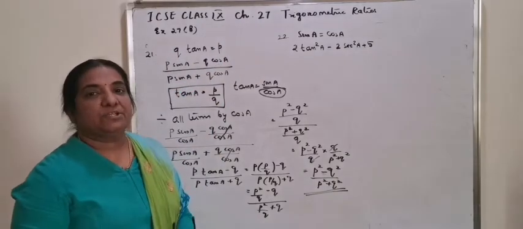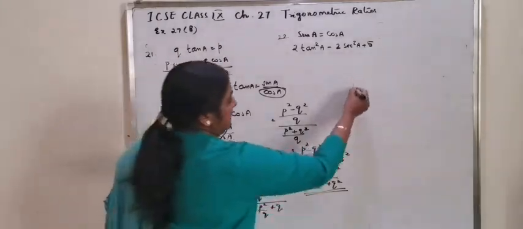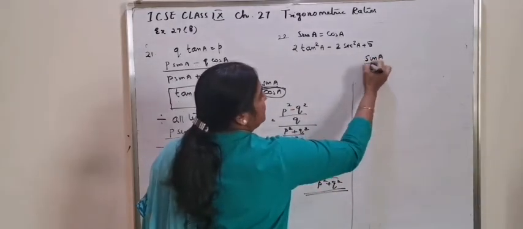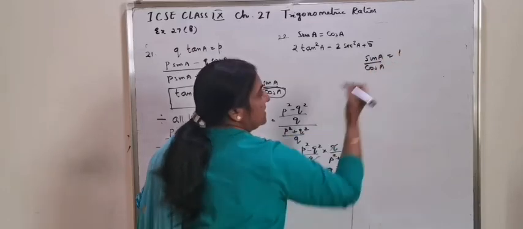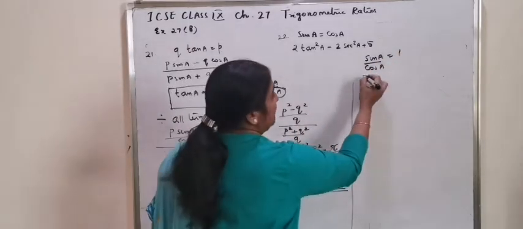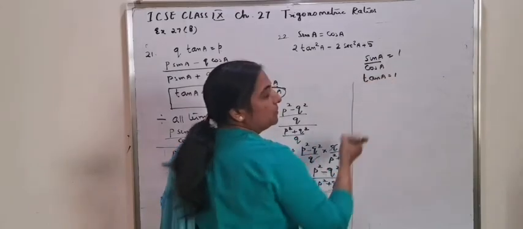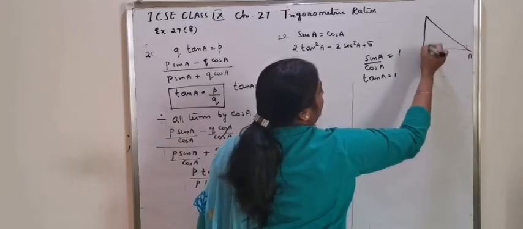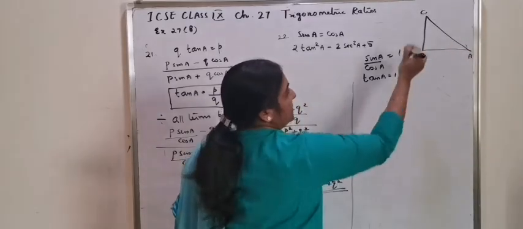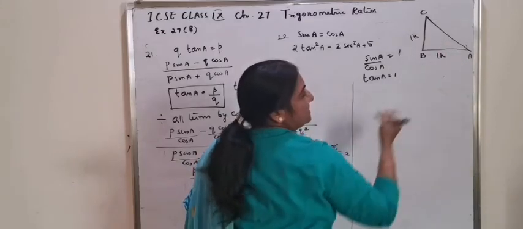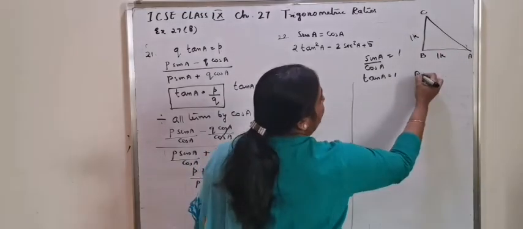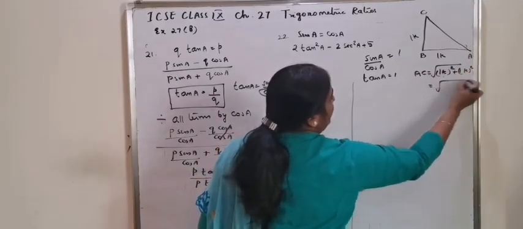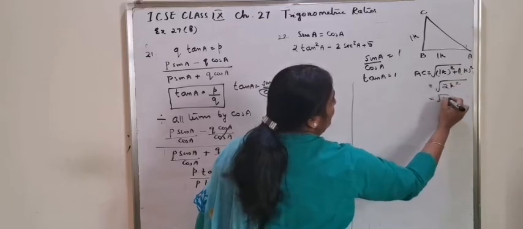Let's go with question number 22. Given that sin A is equal to cos A, what is the meaning of that? If you make it as a ratio, sin A by cos A is equal to 1. And what is sin A by cos A? Tan A is equal to 1. So when you plot a triangle, angle A as the acute angle, tan A is equal to 1 means BC by AB is equal to 1, or you can find AC as square root of 1k the whole square plus 1k the whole square, which is equal to square root 2 or root 2k.